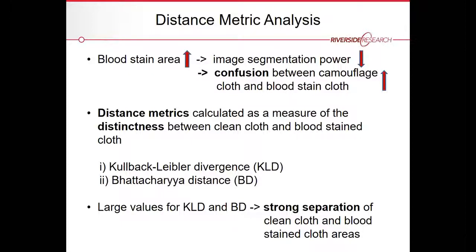In particular, we use 2 very strong covariance-based distance metrics: the Kullback-Leibler divergence and the Bhattacharya distance, both distance metrics which are used in the machine learning field all the time. Bhattacharya is actually still alive. Really, really nice guy. Large values of the KLD and the BD imply strong separation of clean cloth and the blood-stained cloth. Again, we want that strong separation to be able to do the image segmentation, and the large values for the KLD and the BD are indicative of that.